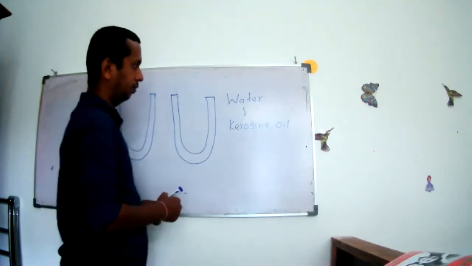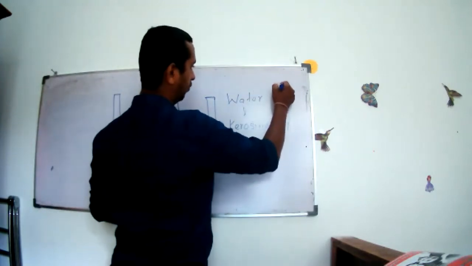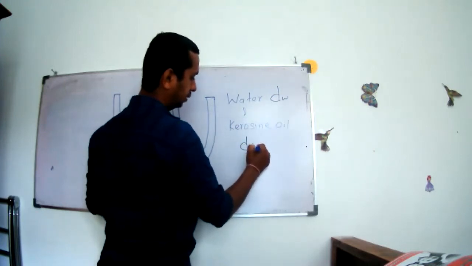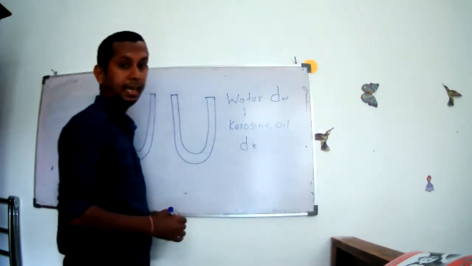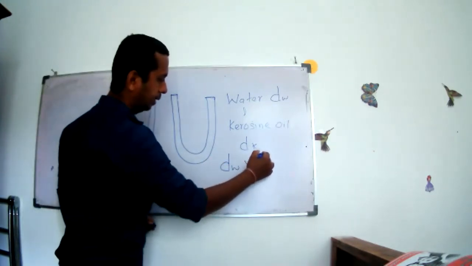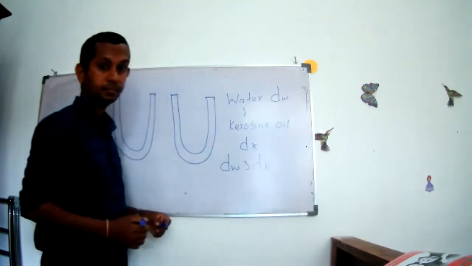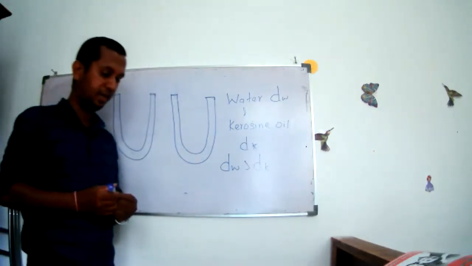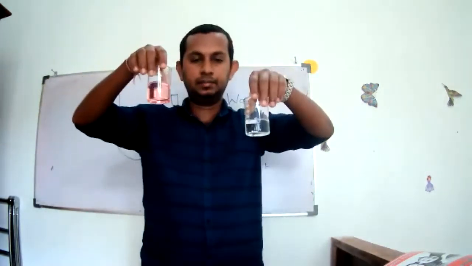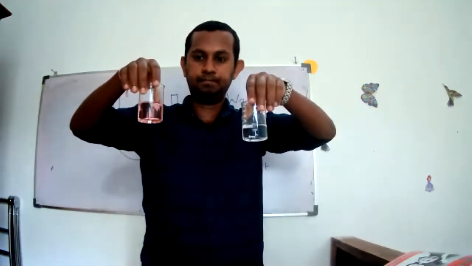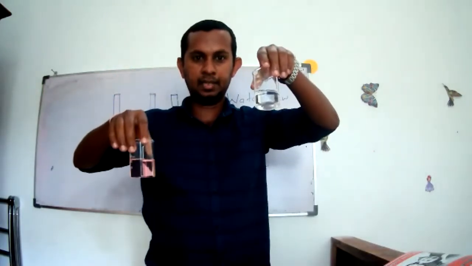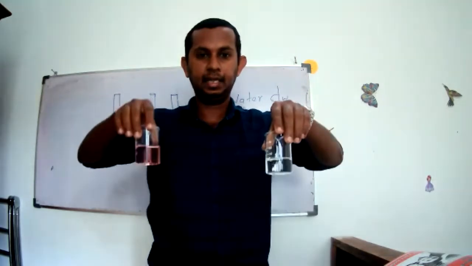Now I'm going to define the density of water as dW and the density of kerosene oil as dK. And dW is greater than dK. So out of the two different liquids, kerosene oil and water, usually the water has the significantly higher density.